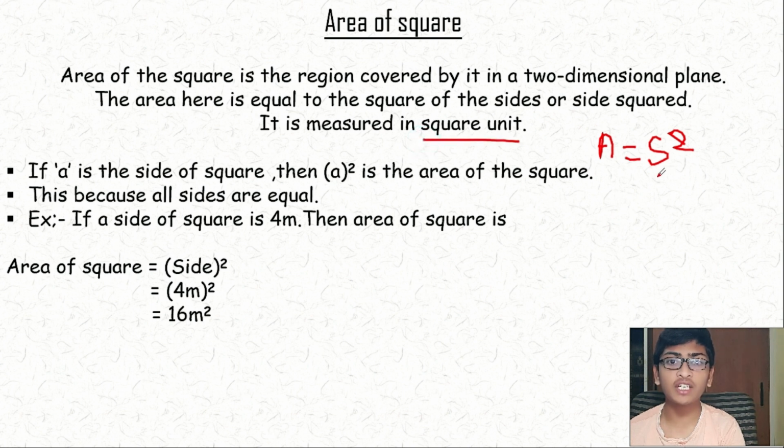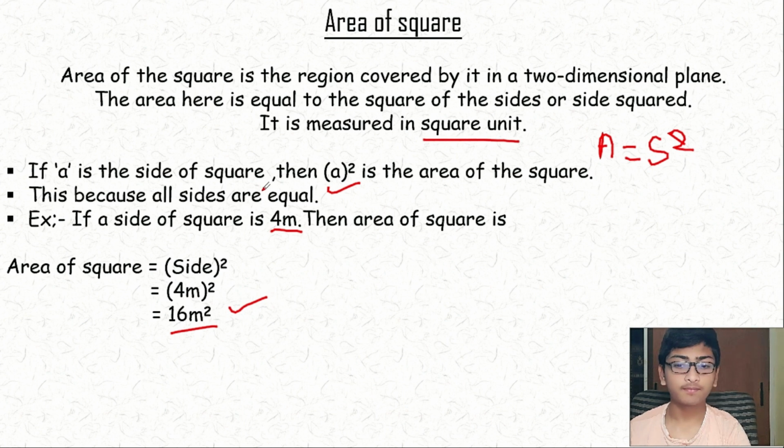Every time, area is measured not only for a square but for a rectangle, parallelogram, or any shape you take, in square units. Here if A is the side of the square, then A squared is the area of the square. This is because all sides are equal, so the area is A squared, or side squared. Let's take an example. If the side of a square is 4 meters, then the area of the square equals side squared. 4 meters squared equals 16 square meters. So if the side is 4 meters, the area of the square is 16 square meters.